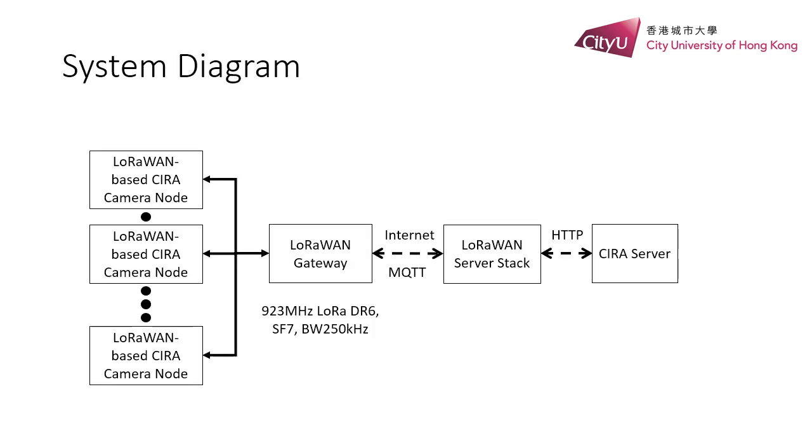This is our system diagram. As you can see, we have the camera sensor node, LoRaWAN gateway, LoRaWAN server, and our data processing server, CIRA server. This shows a typical LoRaWAN network structure, which is a star topology. Many nodes can connect to a gateway, and many gateways can connect to a LoRaWAN server.